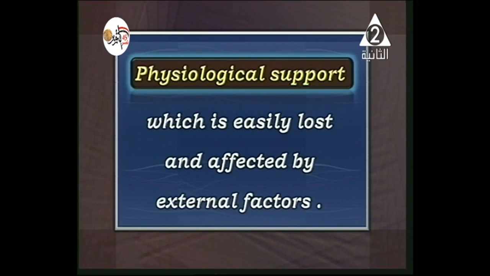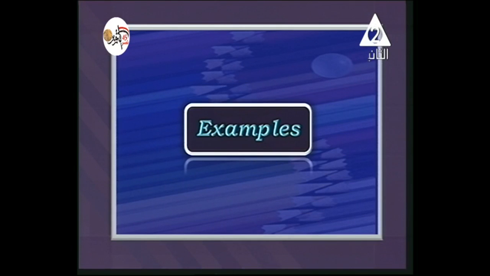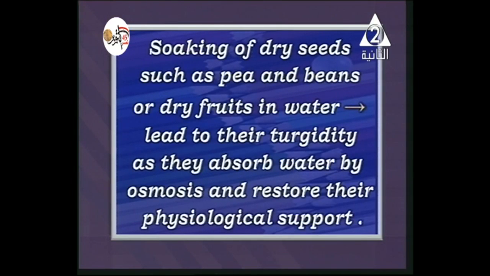Actually, physiological support is easily lost and gained, or affected by external factors. Simply, if we have a dried seed, for example, like soaking dry seeds, as you observed in the last video. If you have a dry seed of any kind, pea, bean, apricot, whatever, or dry fruits, and you put it in water and leave it for a time, it restores its rigidity, absorbs a suitable amount of water, and becomes turgid. This is the first example. The second example is absolutely contradictory to the first one.